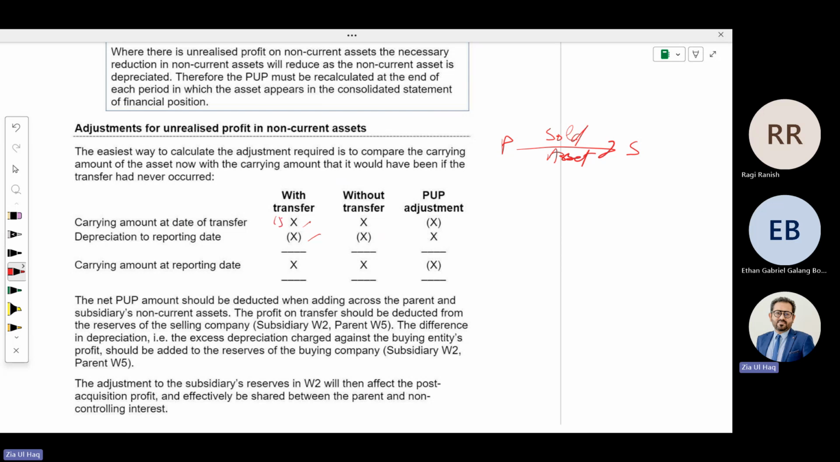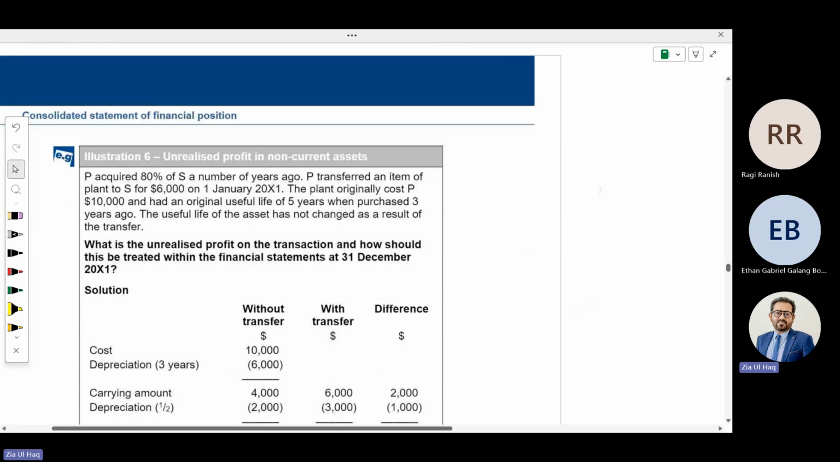Suppose they transfer at 150 and, using a 10 year life, they are charging depreciation of 15. This means now it is 135 carrying value within the group. Suppose its original carrying value was 100. Based on the original carrying value and 10 years life, the depreciation could be 10 instead of 15. So this extra depreciation that they have charged, 5, we need to adjust. Where? In which book was that depreciation extra charged? And on this, if they made a profit, we need to eliminate that. Let's discuss the example.